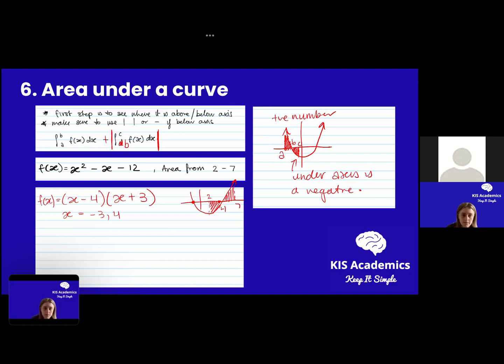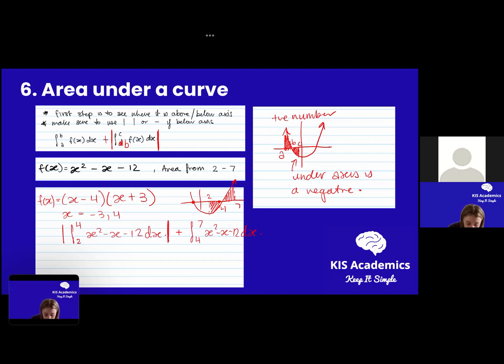So the first one that we're going to have to do is put absolute values around the 2 to 4 integral. So absolute value of the integral from 2 to 4 of x squared minus x minus 12 dx, absolute value, plus, and then the 4 to 7 is very straightforward. It's just a normal integration there. Okay, so that is the way you would set up this equation.